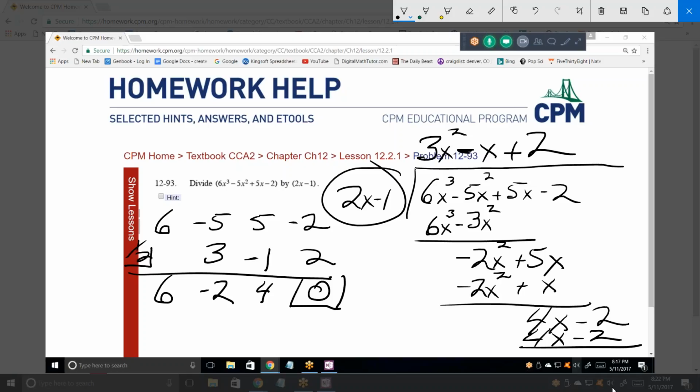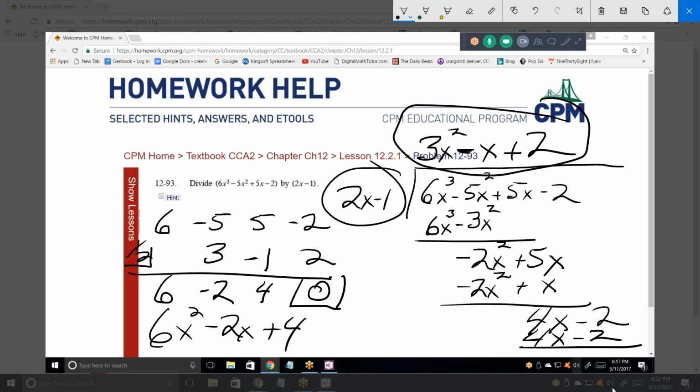It's exactly double. In other words, this answer would be 6x squared minus 2x plus 4. Well, notice what our answer was when we did it by long division. It was 3x squared minus x plus 2. So that tells you, and that's why I was a little suspicious, this is one of those problems you can't use synthetic division on. I'm not quite sure why.